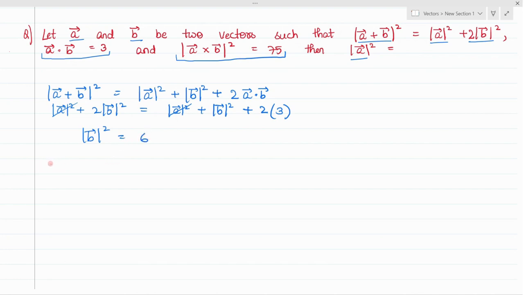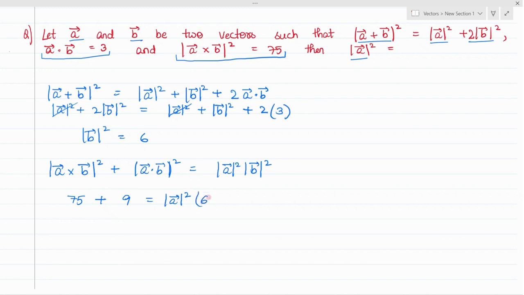Now, we know a very important property that A cross B whole square plus A dot B whole square is equal to mod A square into mod B square. Now, we know this value, that is 75 from the question. A dot B, we know 3, that is 3 square 9. And mod A square we need to find out. Mod B square is nothing but 6. We can write it as mod A square is equal to 84 by 6, that is nothing but 14. So mod A square is nothing but 14.